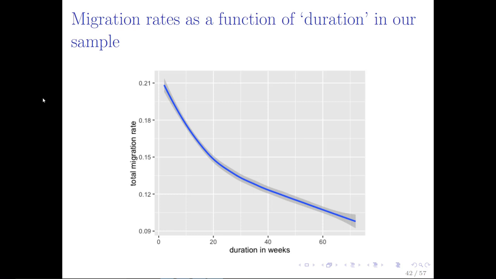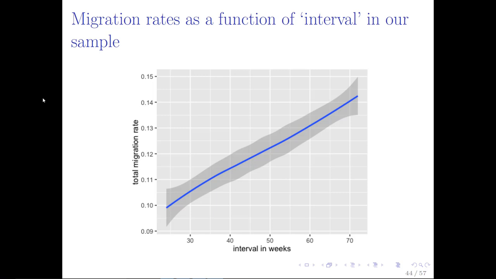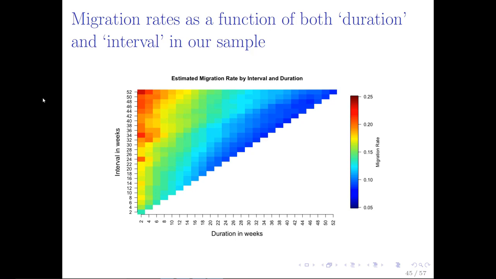Then we also consider interval. In this case, we keep the duration constant across the two panels, but we change the interval, the distance between t and t+1. And we looked at how migration rates change as we change interval, and as interval goes up, migration rates tend to go up. So we may be more likely to be in the same place next month, but perhaps in 10 years, we are more likely to be somewhere else. And so we put all of this together to get a sense of how migration rates change with respect to a combination of interval and duration.